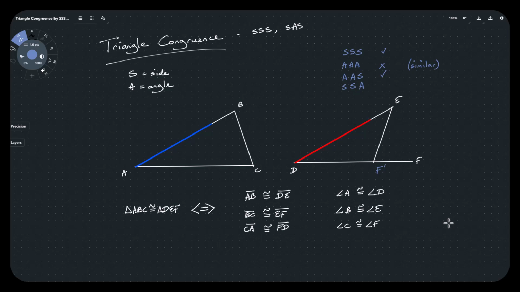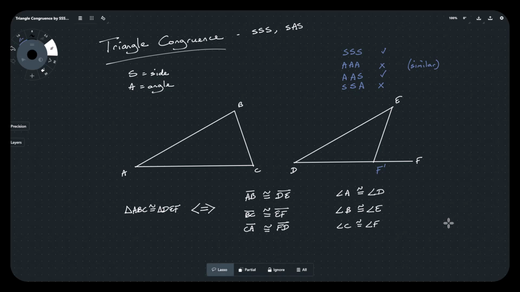So AB is congruent to DE. BC is congruent to EF prime. And angle A is congruent to angle D. So I've got two sides and an angle, or an angle and two sides, whichever way you want to think of that, but the angle's not between them. I can make two different triangles that work that way, so this is not sufficient.